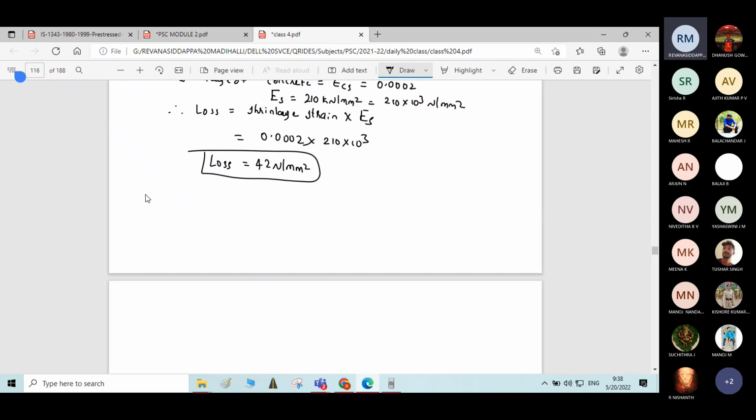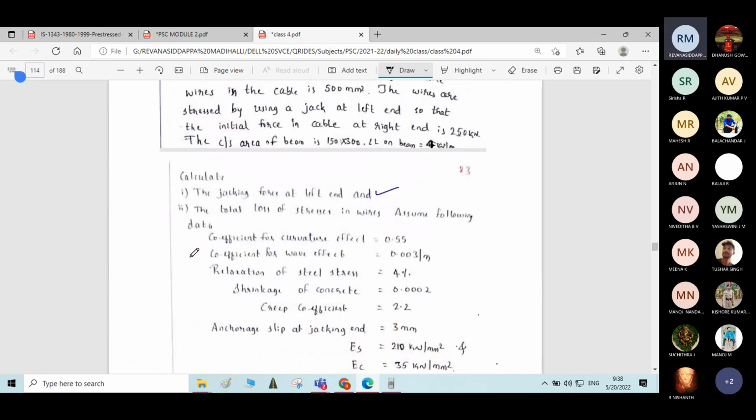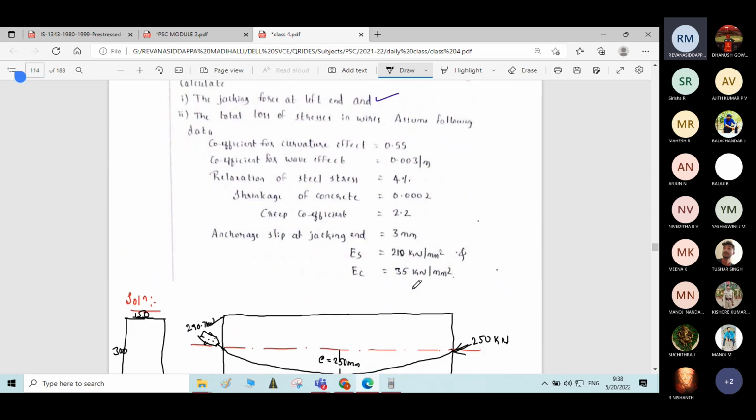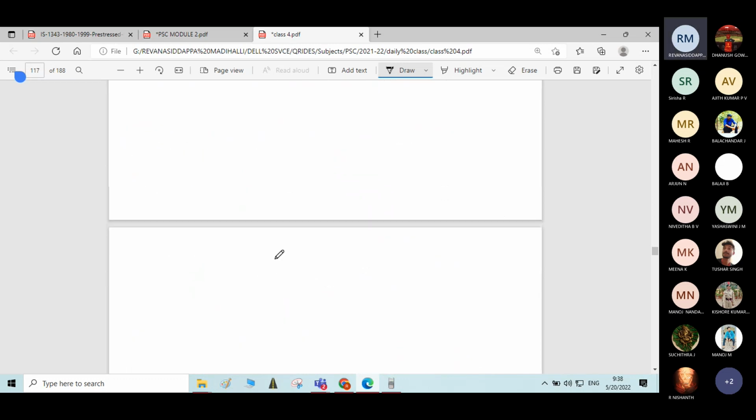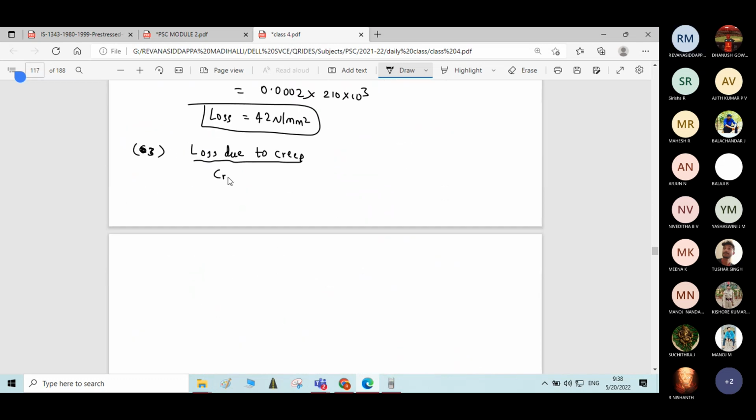Creep coefficient is also given. The third type of loss is loss due to creep. Okay, so in the problem, the creep coefficient is given. It is given as 2.2. Okay. Creep coefficient is equal to 2.2.